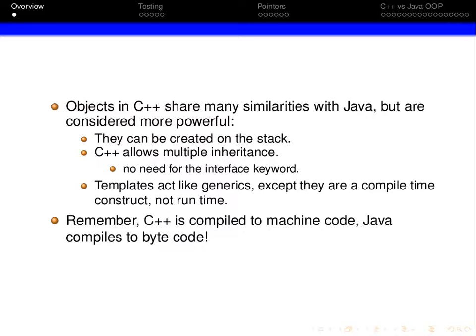But keep in mind that C++ is compiled to machine code, Java compiles to bytecode. The reason for that is templates are going to be a compile time construct. Once your code is compiled, templates are gone. They're no longer there. As opposed to Java, when it was compiled to a bytecode, your generic still existed until you started running.